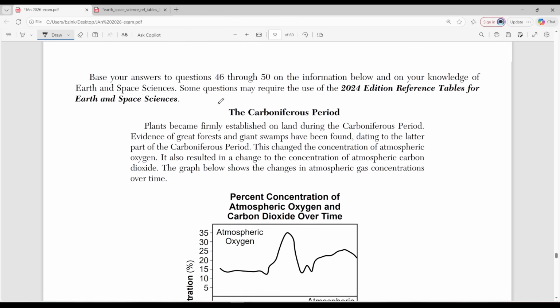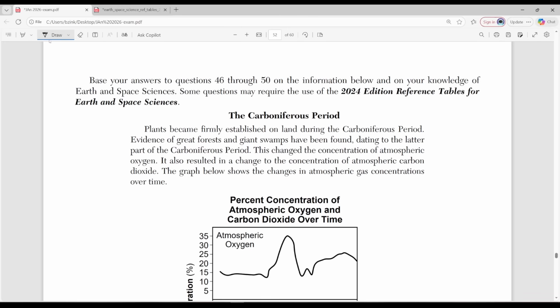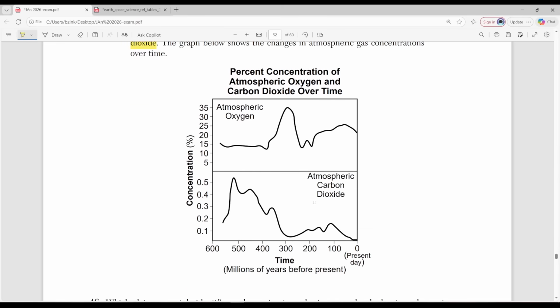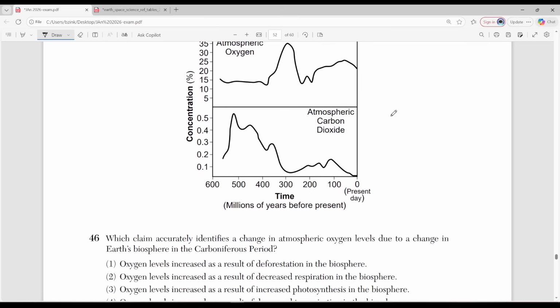The Carboniferous period. Plants became firmly established on land during the Carboniferous period. Evidence of great forests and giant swaths has been found dating to the later part of the Carboniferous period. This changed the concentration of atmospheric oxygen. Okay, because we got great forests, so there's going to be more oxygen. It also resulted in a change of concentration of carbon dioxide. It should go down because there's more plants to absorb it, right? Yeah. So if there's more plants, it's going to take the carbon dioxide and spit more oxygen out. So that's good. This is a feedback loop.